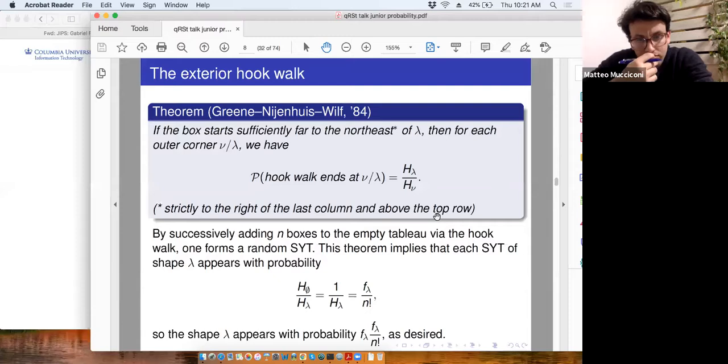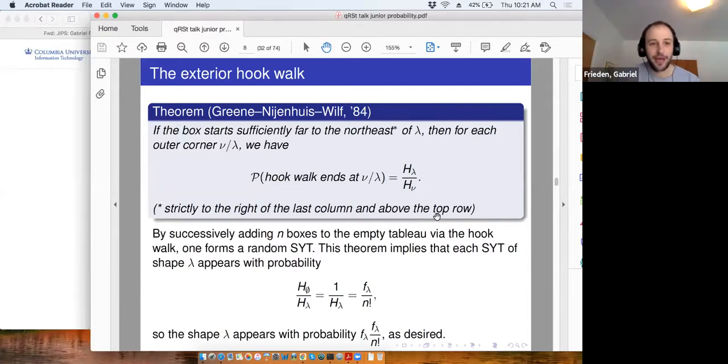Okay, so now, if I start with the empty tableau and apply this procedure n times to add n boxes randomly, if I just keep multiplying these ratios, what I end up with is h of the empty tableau over h of the final shape. And h of the empty tableau is just 1. So I get 1 over h lambda, which is equal by the hook length formula to f lambda over n factorial.